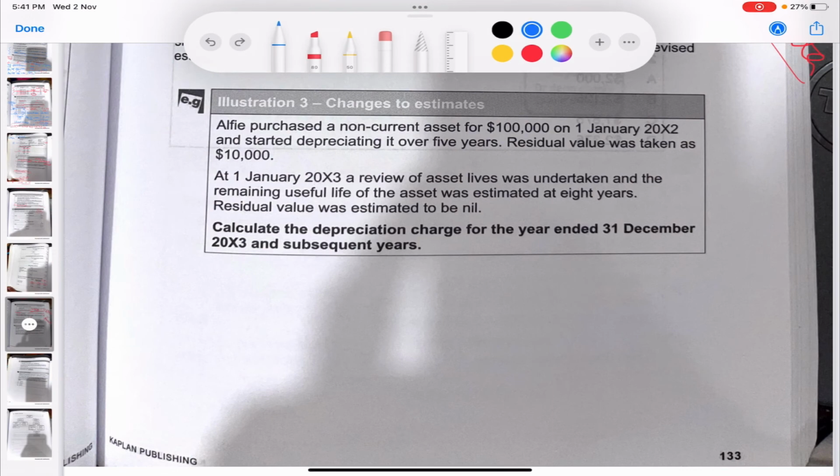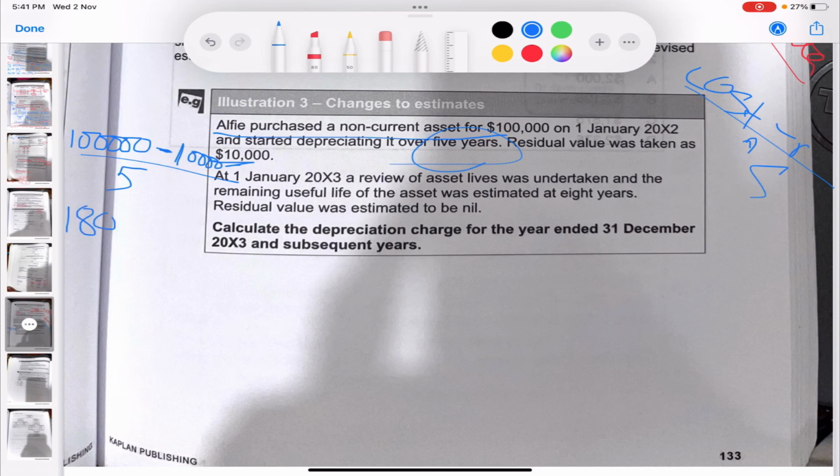So we know the formula of SLM: cost minus residual value upon the useful life, right? Here the cost is 1 lakh minus residual value, which is 10,000 given in the question, upon the useful life, which is 5 years. So 1 lakh minus 10,000 divided by 5 years would be 18,000. So 18,000 would be my depreciation per year. Now let's read the question further.